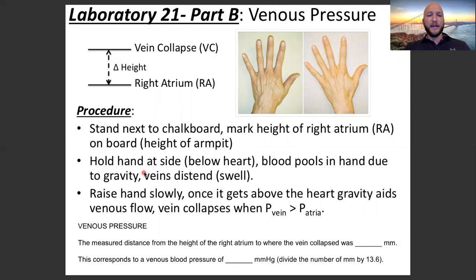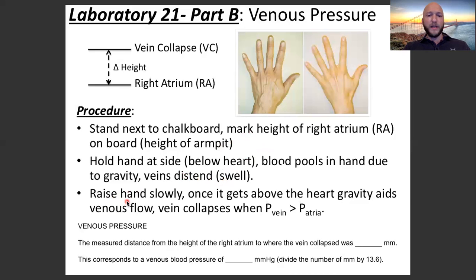You then hold your hand at your side below the level of the heart, and blood will pool into your hands due to gravity, and your veins are going to distend. Here you can see how the veins are distended in this person's hand. This lab you can actually do at home, so I want to encourage you to give this a shot. Don't get in trouble for writing on your parents' wall. Use tape to mark the height of your armpit or something like that. Hold your hand down by your side and see how gravity pulls the blood down into your veins, and it pools and causes your veins to swell.